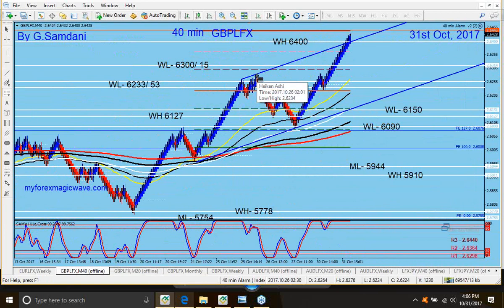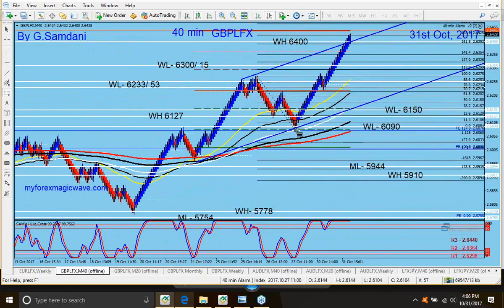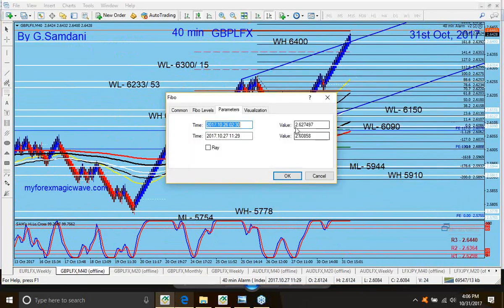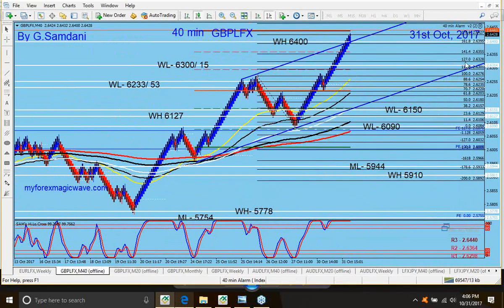Use this tool upside down, like this, right? From up to down, and we look for the targets 127 or 1.618. Right now we are at 161.8, exactly there, a little bit higher, channel hit, all of that. So when pound is getting strong, as long as this is going, pound pairs will be going up, like pound USD and pound Aussie.